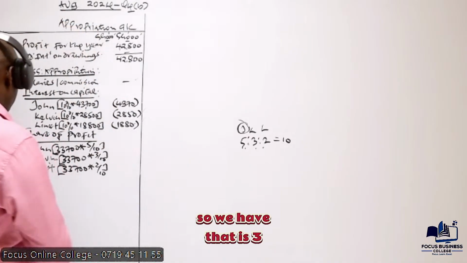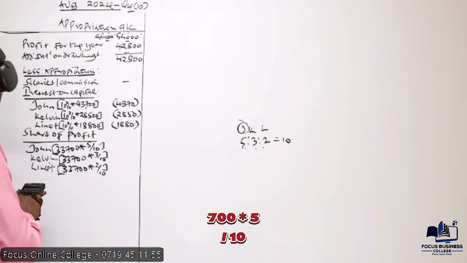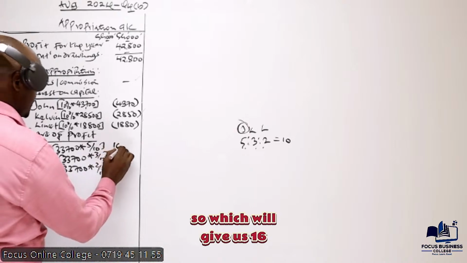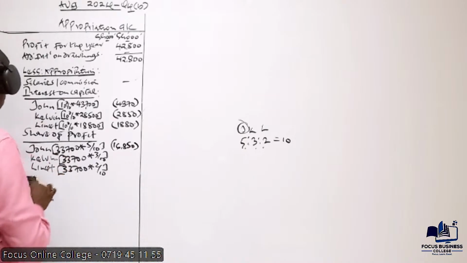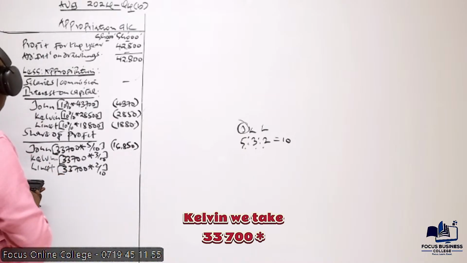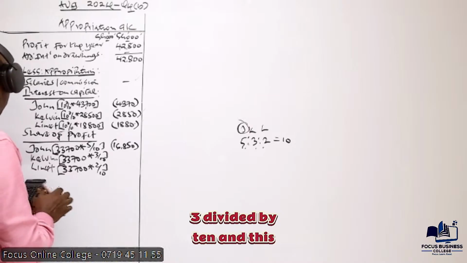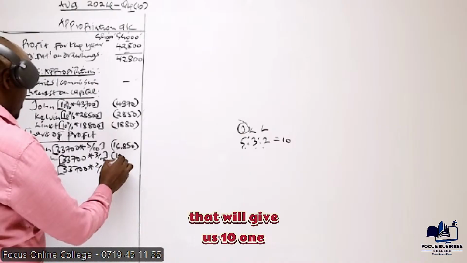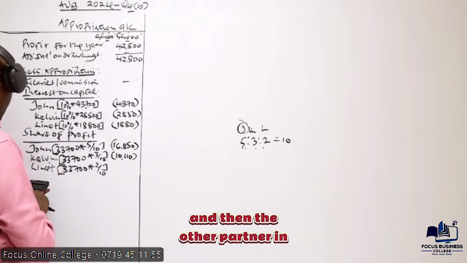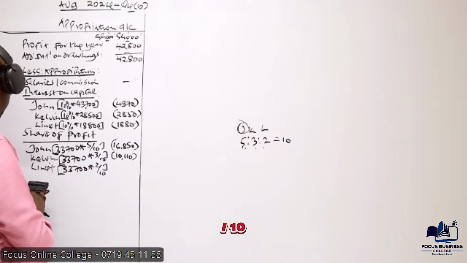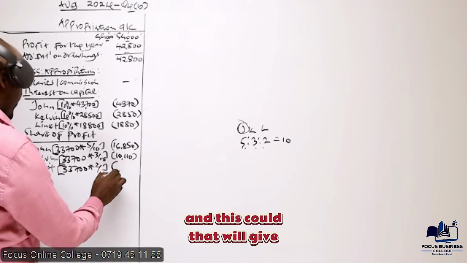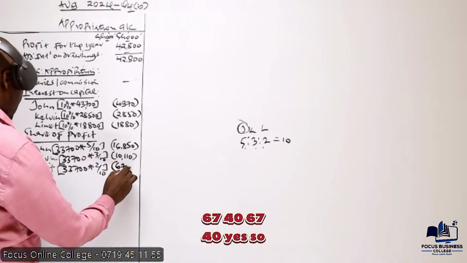So we have 33,700 times 5 divided by 10, which will give us 16,850. For Kelvin, we take 33,700 times 3 divided by 10, and basically that will give us 10,110. And then the other partner, that is 33,700 times 2 divided by 10, and basically that will give us 6,740.